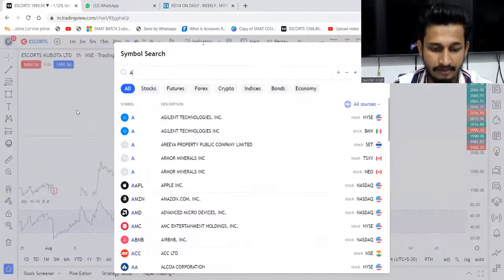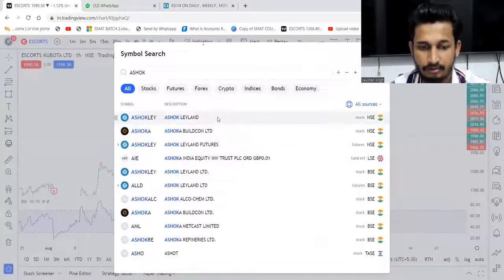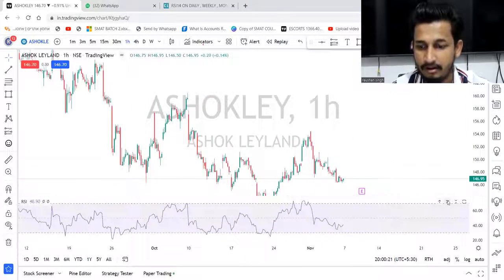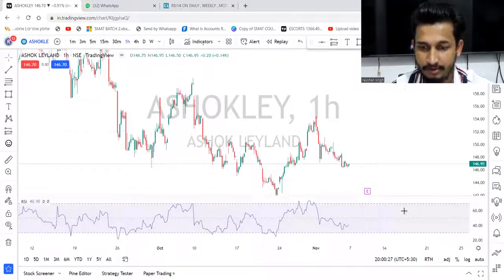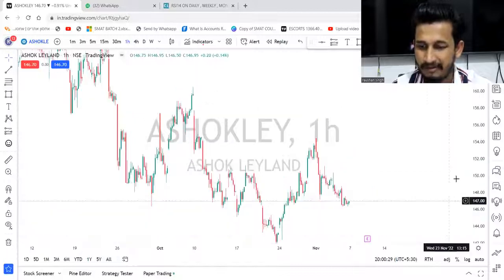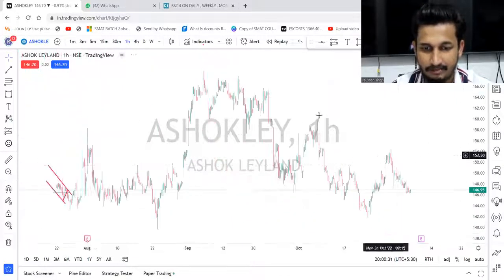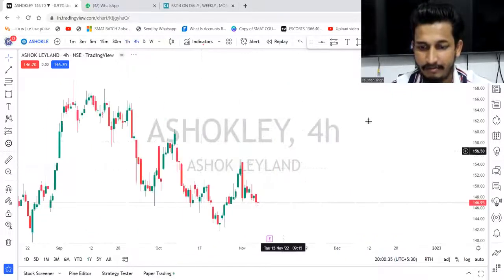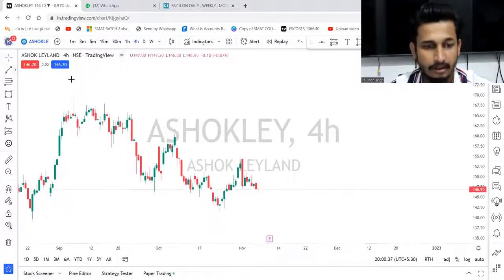Ashok Leyland, let's have a look at that. Okay, yeah, this is good to go. You can see the RSI is going upside. Now we don't need to see the RSI and all. By the way, what we need to see, I'll go for the 4 hours time frame to have a better view. Now see over here.